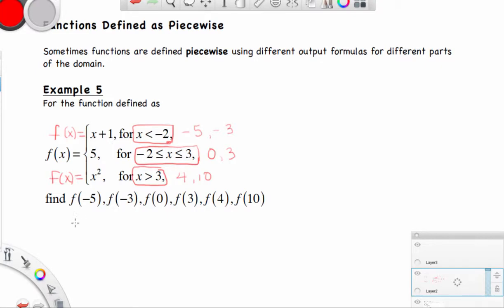Okay, so let's go ahead and do the first equation, which is going to use x plus 1. So we have x plus 1, and we're plugging in or substituting in a -5, and that equals -4 when it's cleaned up. So that one's done. And then we're going to do f of -3, which uses the same equation, x plus 1. Substitute in my -3, and I get -2. So that's done.